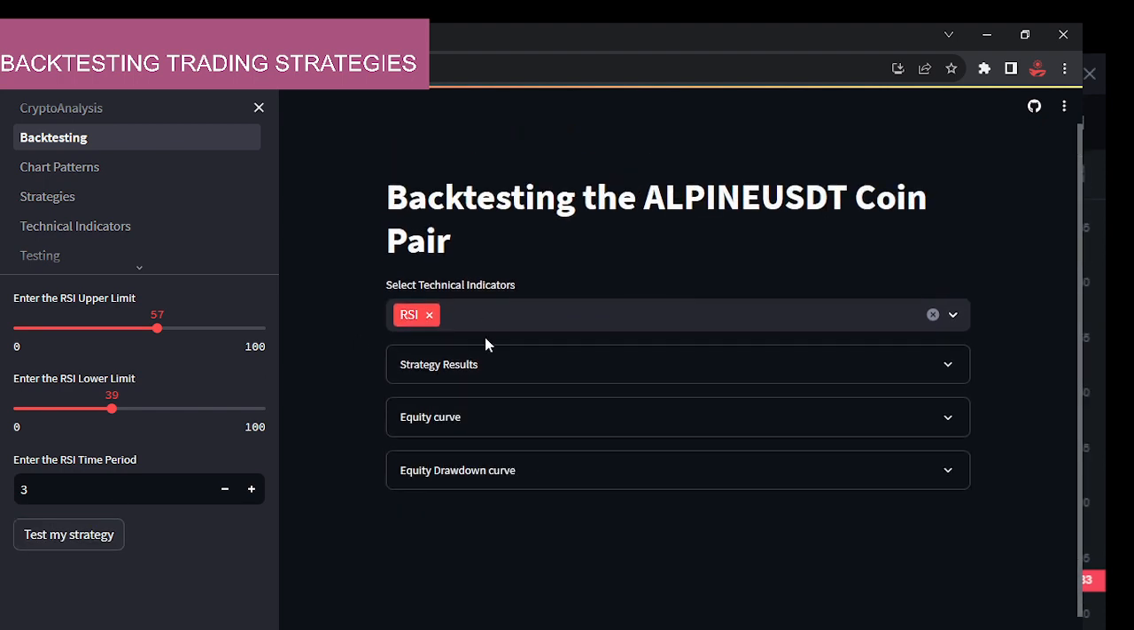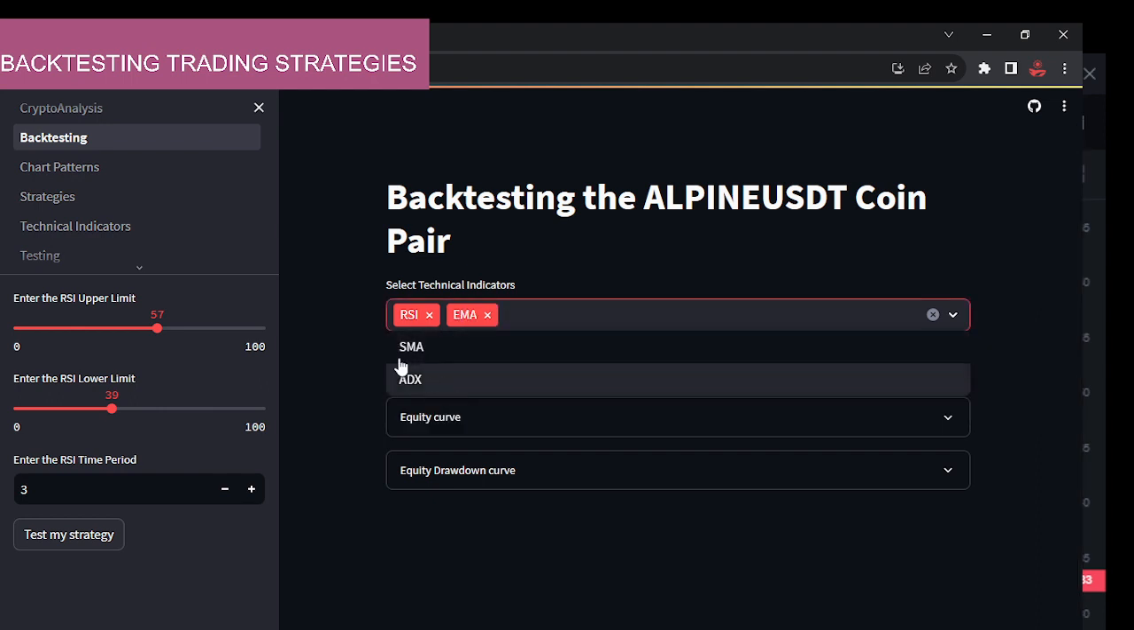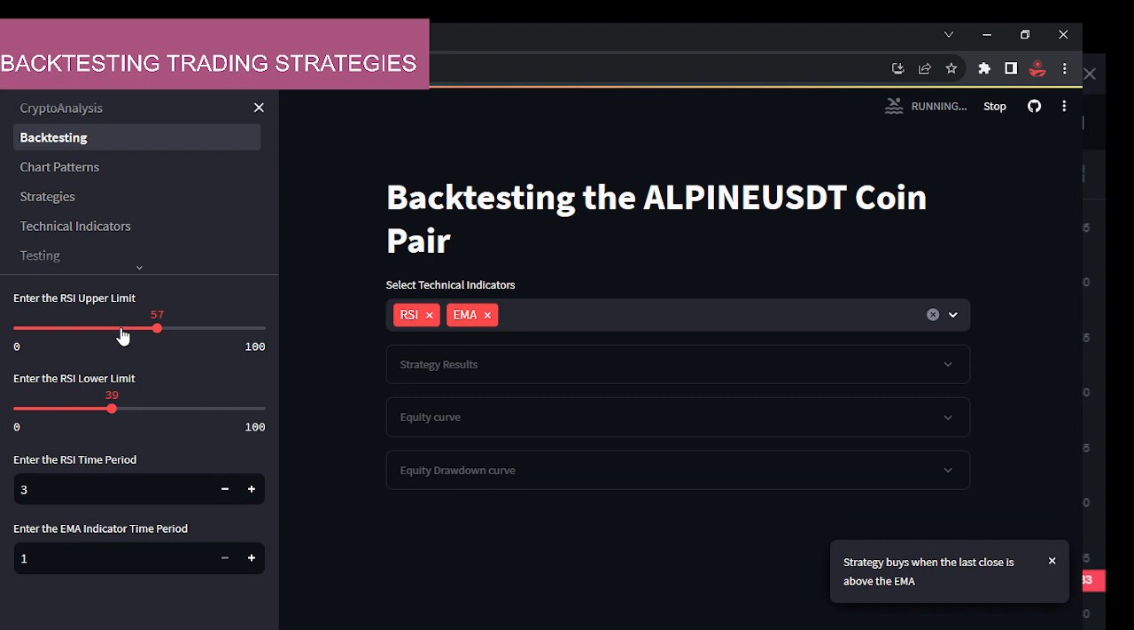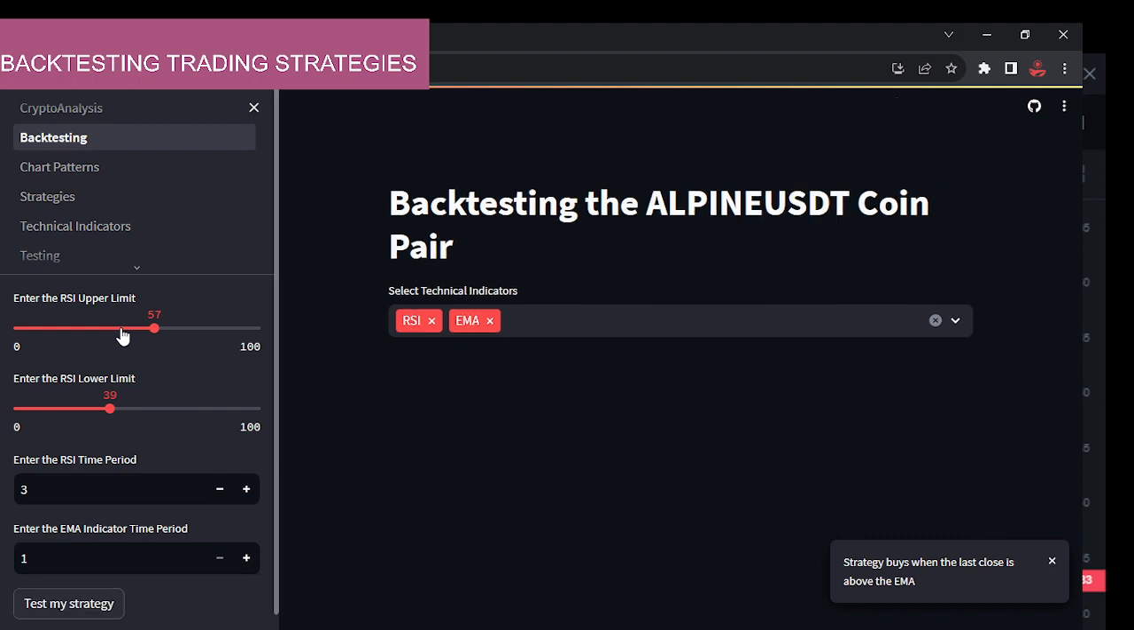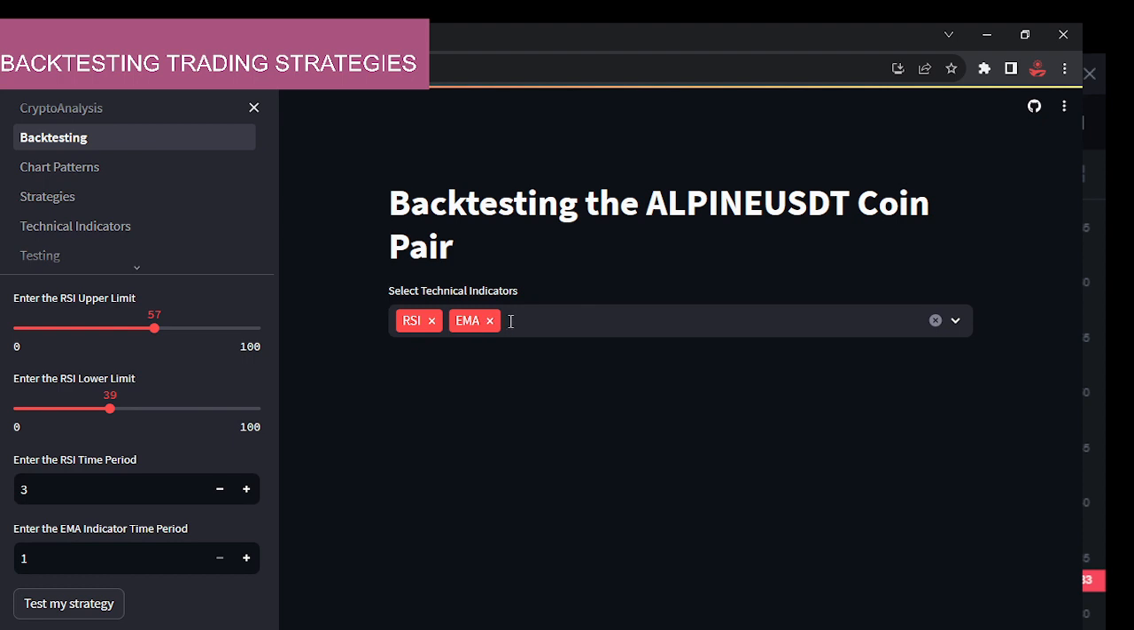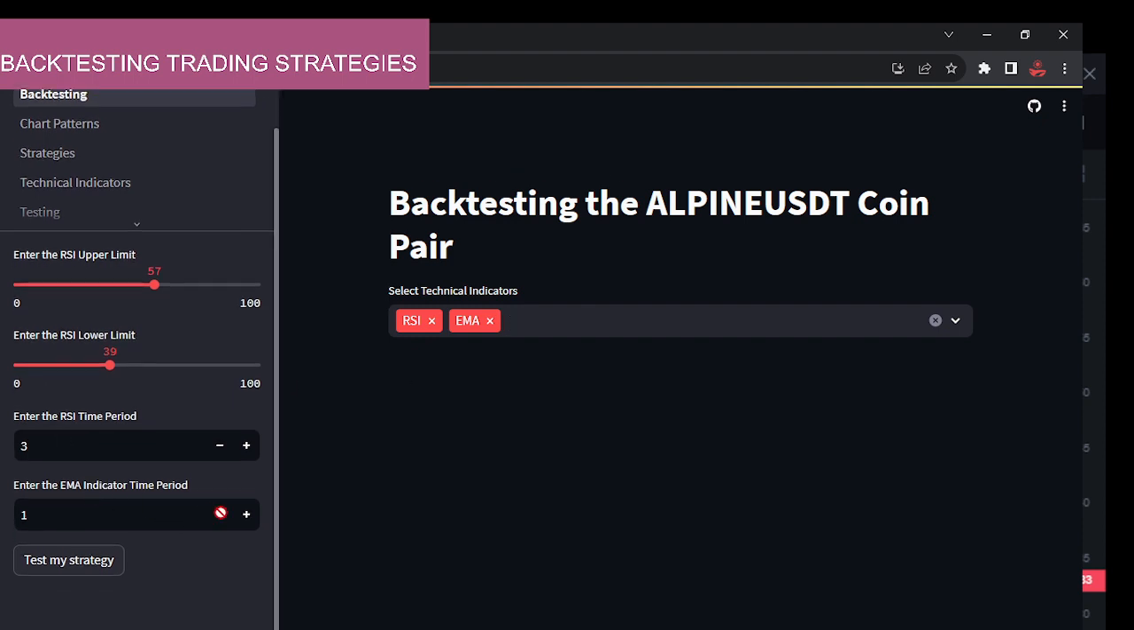You can combine multiple indicators and backtest them individually. For instance, for this EMA, it will buy when the last close is above the EMA. So that's also another thing that you can work with. The thing that you can change with the EMA is the time period. So for instance, if I'm working with like 2 candles, I can change that to 2.